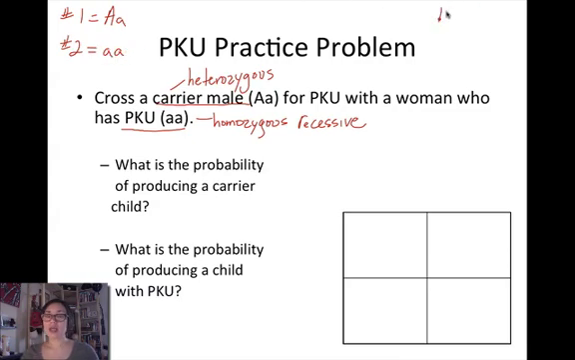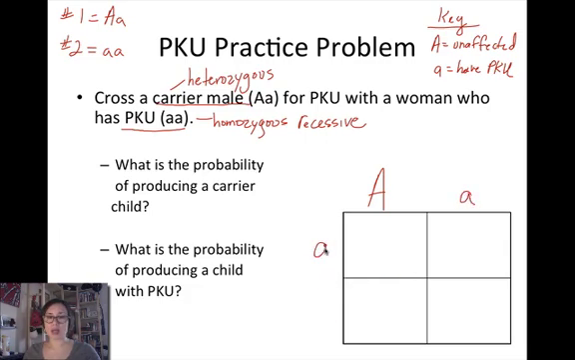I'm also going to fill out a key for myself so I don't get confused. Remember that PKU is a recessive disorder, so if you have a capital letter, it means that you are unaffected, but if you have a lowercase letter, it means you have PKU, unfortunately. So let's go ahead and see if we can fill in our Punnett square. We're going to do the same thing that we did last time. We're going to put one parent here and one parent along the side. I'm going to put parent 1 across the top, big A, little a, and parent 2 along the side, little a, little a. It doesn't matter in which place you put parent 1 or parent 2.